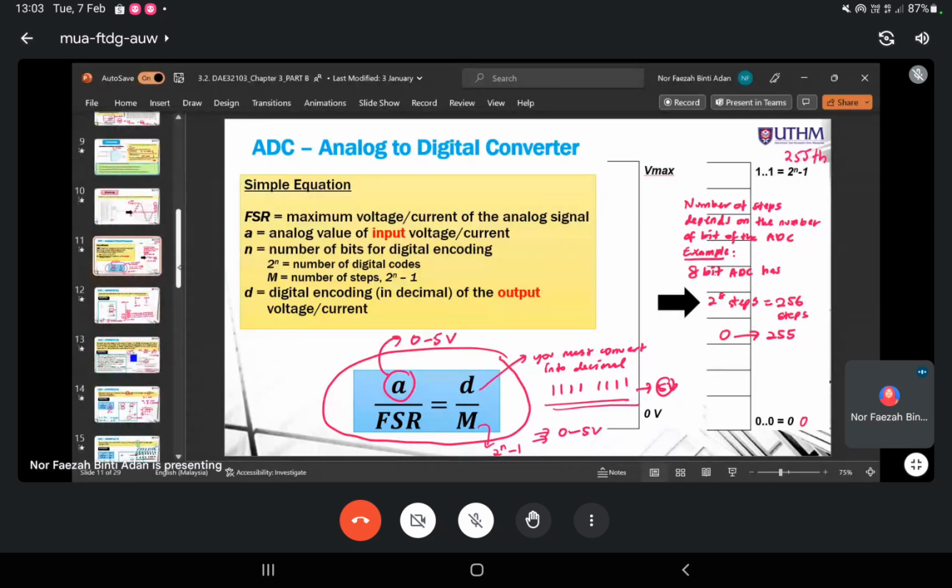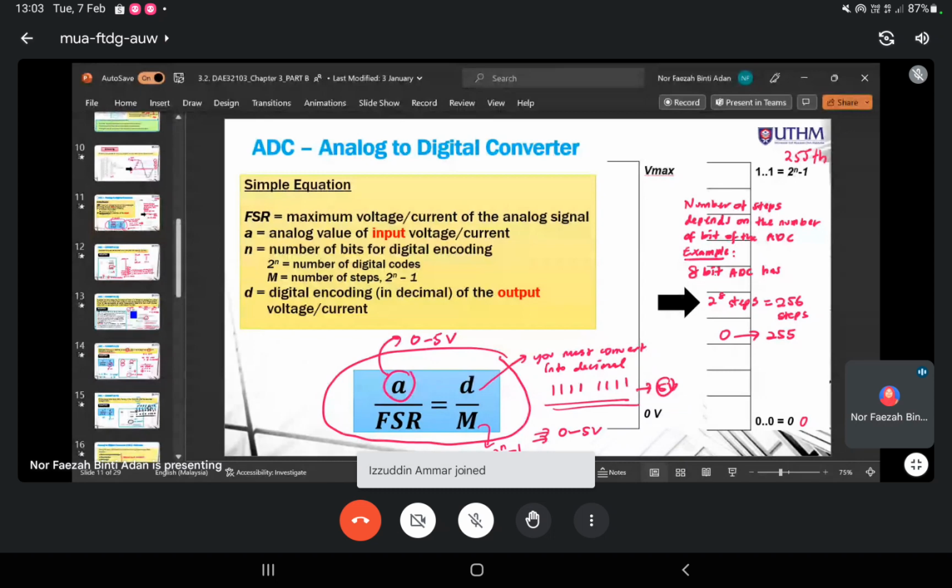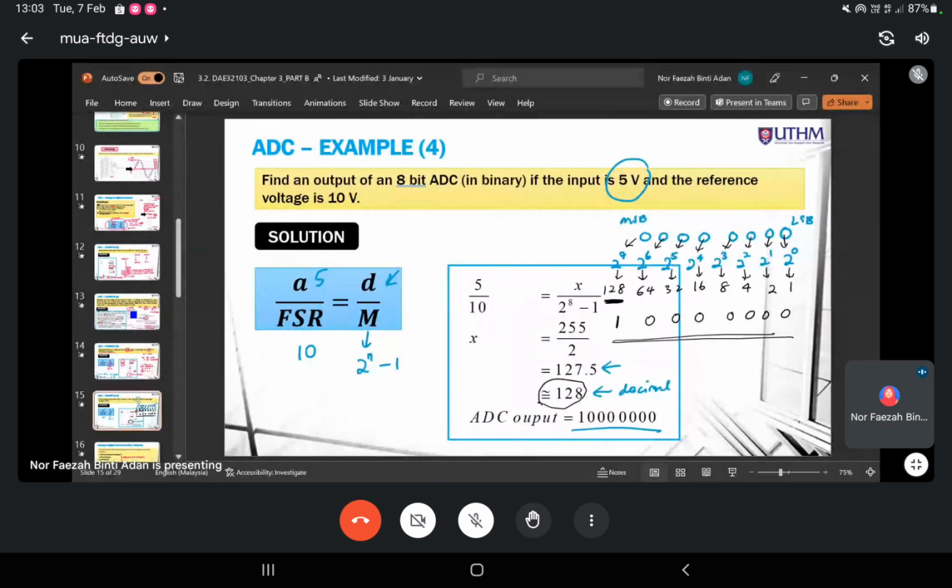You can use a calculator, but you have to be very careful. Why? Because you have to know how many bits the ADC is, or how many bits the DAC is. If it's 8 bit, and say your calculator gives the answer 1001, you have to write zeros in front of it: 00001001. When using a calculator to double check, please take note of this.